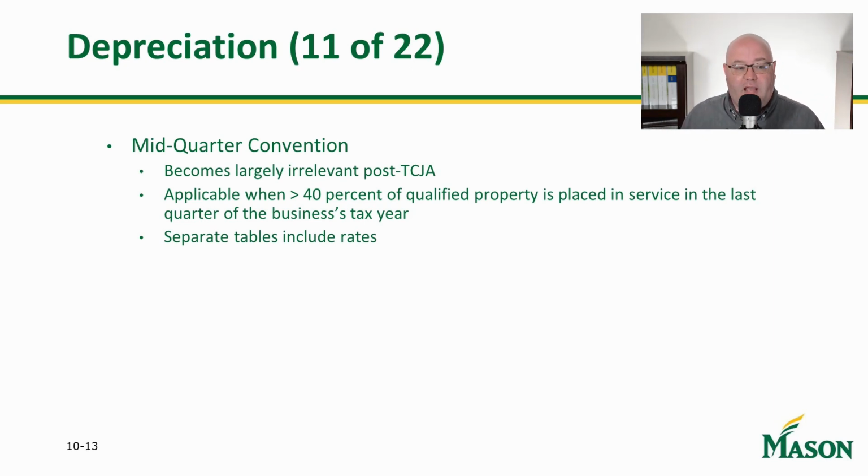But if you have to do this manually, you have to add up the total of your assets, and then figure out the total of your assets that were bought in the last quarter. If you have more than 40% purchased in the last quarter, you have to switch from the half-year to the mid-quarter convention. And that's where it's going to cause some issues. There are separate tables out there for that.